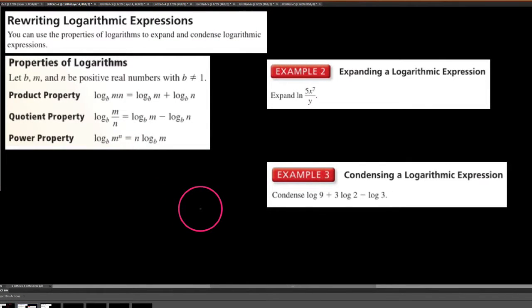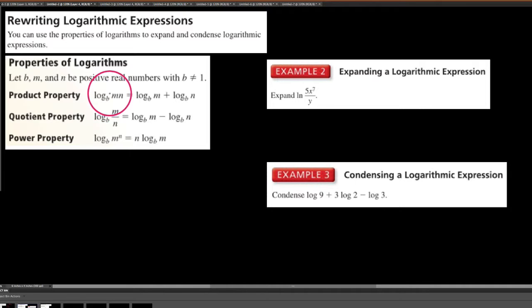Hi, in my last video, we introduced these three properties of logarithms that we call our product, quotient, and power property, and we used them to evaluate for values of logarithmic expressions. In this video, what we're going to be concerning ourselves with is the act of condensing logarithmic expressions as well as expanding logarithmic expressions.